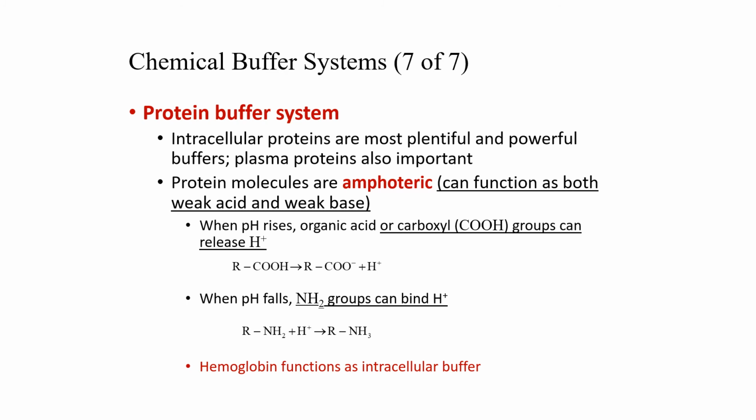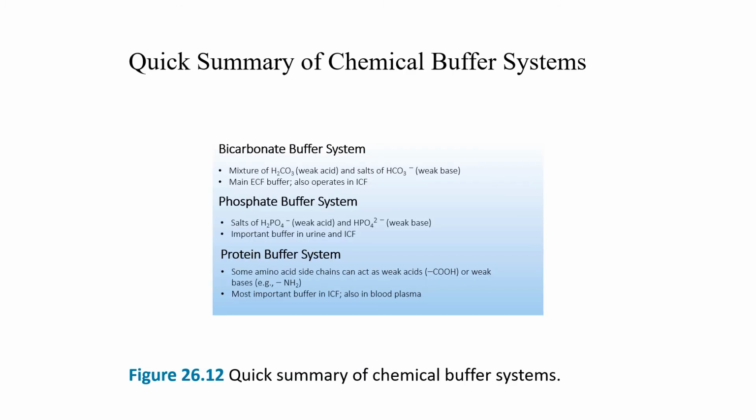So here we go. This just blows my mind that we're dealing with the simplest atom, hydrogen, and how it has an incredible effect on our body. I think hemoglobin does a great job of functioning as an intracellular buffer in the red blood cells. So here we are at a quick summary of chemical buffer systems. I like this chart because it tells you the three systems, bicarbonate, phosphate, and protein, and tells you what's going on and where it is primarily taking place. This is a very important summary chart, and you need to write this down in your notes. So take a break and get this down in your notes.